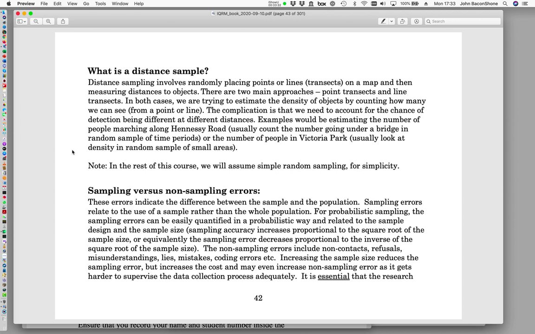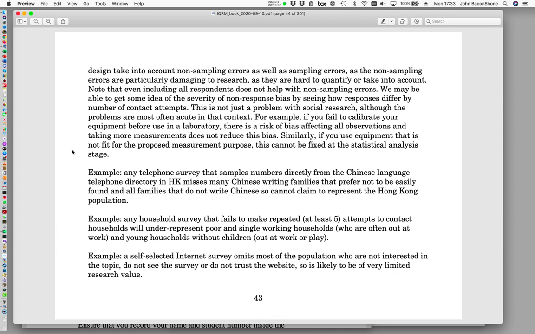So it's essential that when you're choosing a research design, you not only think about sampling errors, but you also think about non-sampling errors, because non-sampling errors are hard to quantify or take into account. So even including everybody in the population, non-sampling errors will not go away.